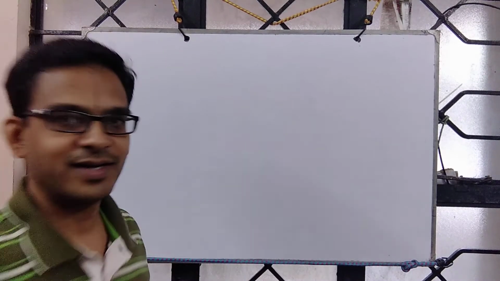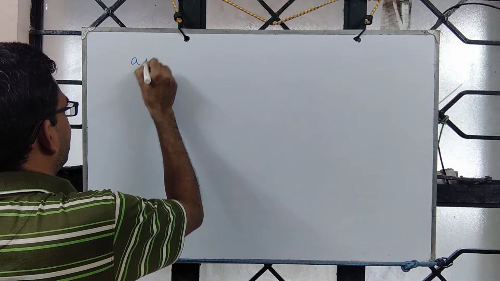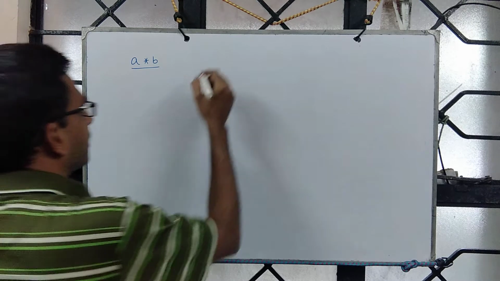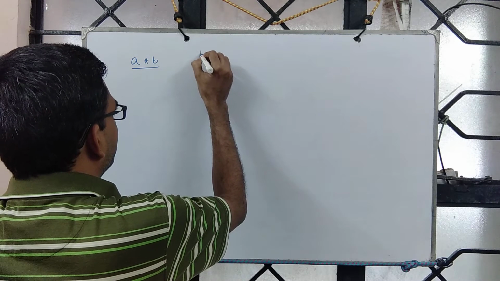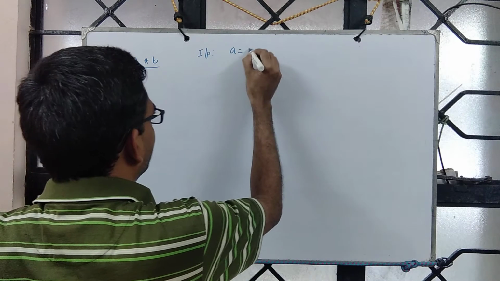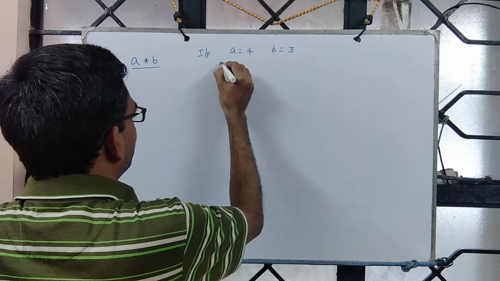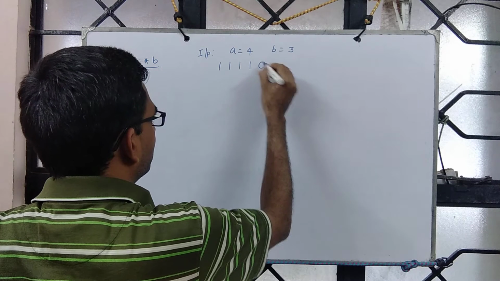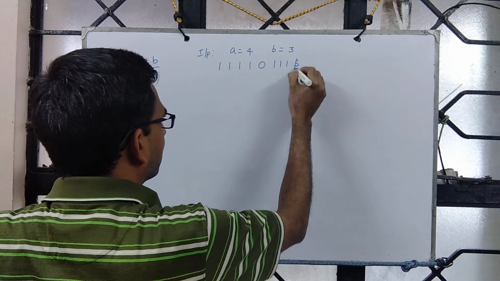We shall next look at Turing machine construction for the multiplication, namely A star B. Since it is a Turing machine based approach, the input representation is in unary. Suppose A is 4 and say B is 3. On the input tape, we represent A using 4 ones, 0 is the delimiter, and 3 ones for B, then this.